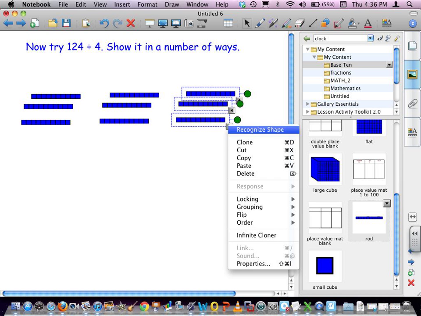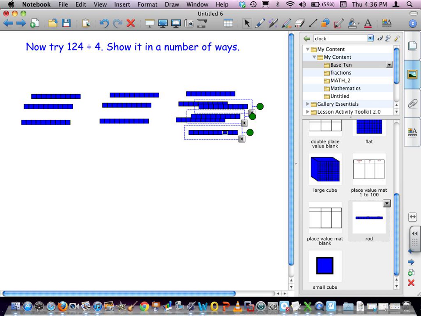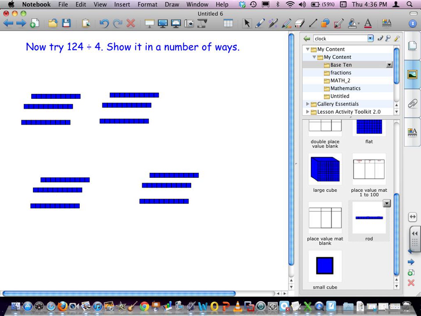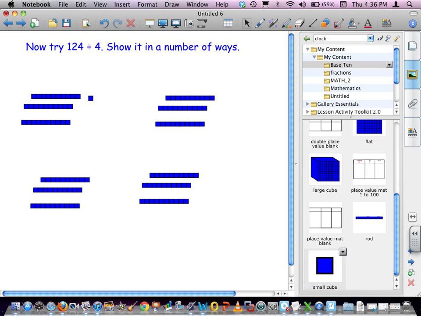So we're talking about modeling here. So I could have 12 rods and break those up into 4 groups, and how much goes in each group? 30. And then I have how much left? So I've shared 120. How much do I have left to share? 4. So I can put 1 in each group, right? Right. 31. So we can fair share using our base 10 materials.